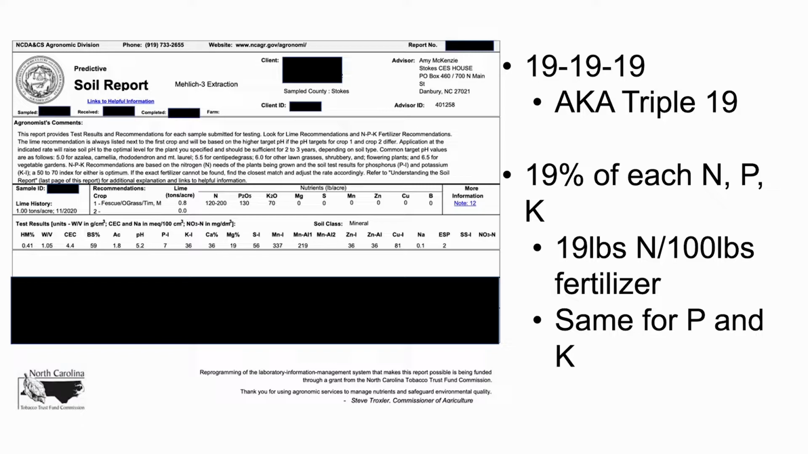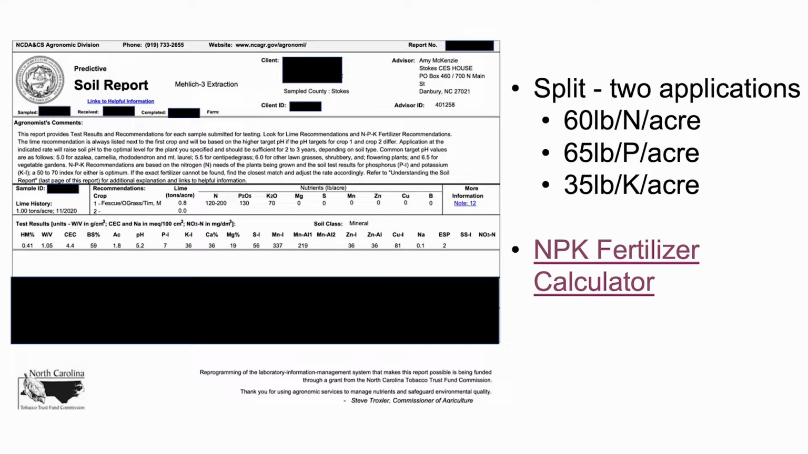In this case, the producer was working with a business that had triple 19 in stock, which is 19, 19, 19, and those 3 numbers are simply the percent of each nutrient in that fertilizer blend. So for example, triple 19 has 19% nitrogen, phosphorus, and potassium. So 19 pounds of each nutrient per 100 pounds of fertilizer. So based on these recommendations, we're going to go ahead and assume that there will be 2 applications with 60 pounds of nitrogen, 65 pounds of phosphorus, and 35 pounds of potassium per acre.